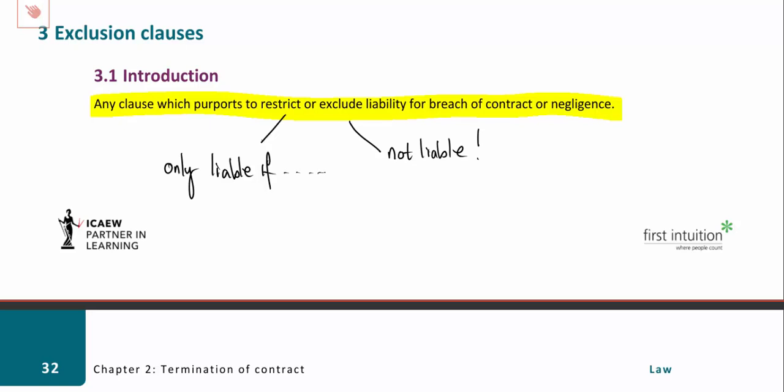Now, as a basic rule, the courts don't like exclusion clauses. And the reason for that is it kind of seems against the purpose of the contract, doesn't it? You have a contract agreeing to do something which creates legal obligations. If you can then get out of that by just writing in the same contract, but we're not actually liable, it kind of makes the whole thing seem a little bit pointless, doesn't it? So the courts have developed a series of tests to try and make sure that exclusion clauses are interpreted fairly narrowly.